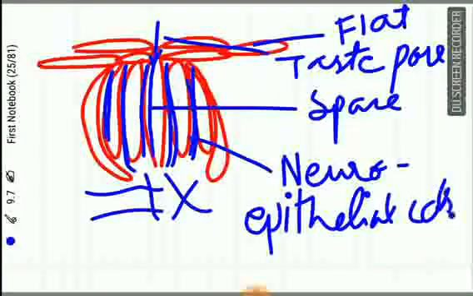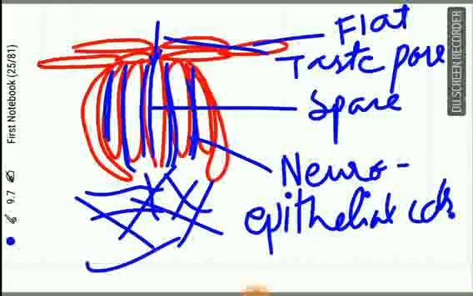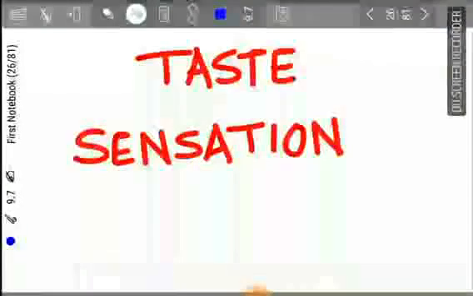And these neuroepithelial cells are nothing but the receptors of taste stimuli. Now, taste buds also contain a rich plexus of nerves beneath it. Now, what is the taste sensation?